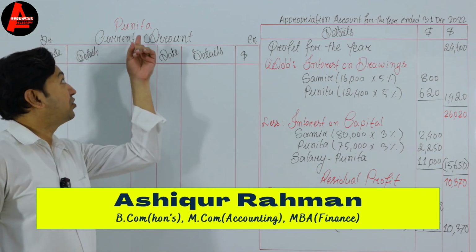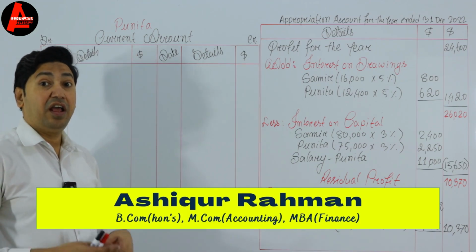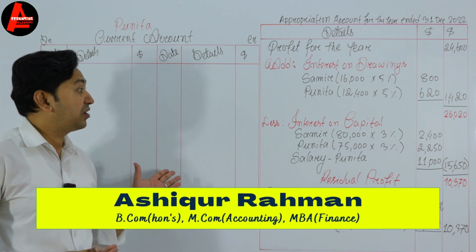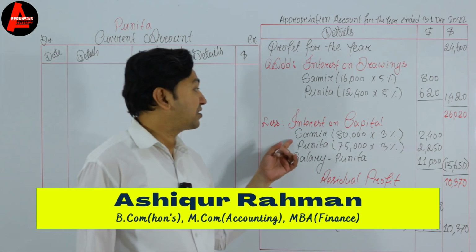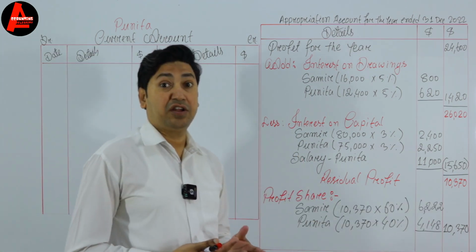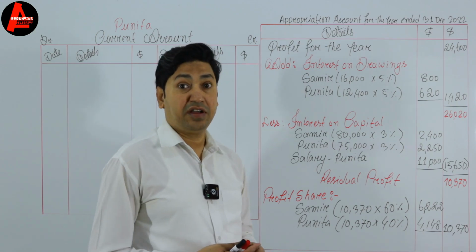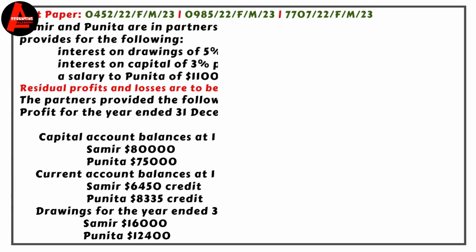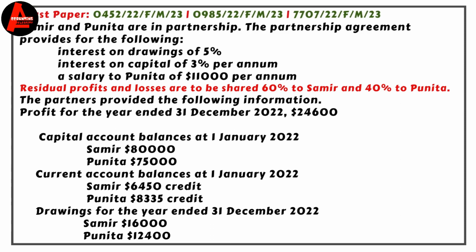But here I will show you only for Punita. If you understand this one, Punita, you can also prepare for Samir, okay? So, we are doing a question taken from IGCSE accounting past paper. Before we start, let us have a look at that.